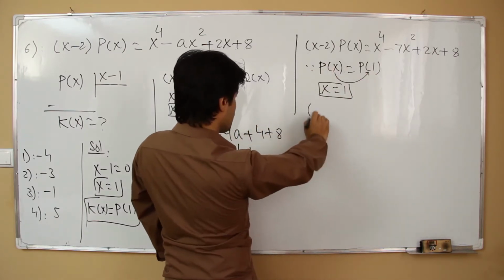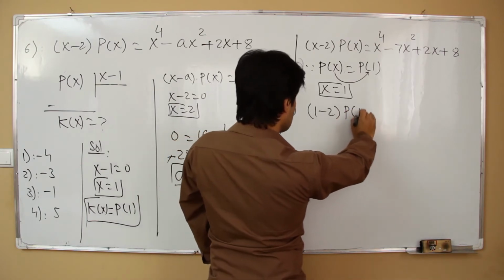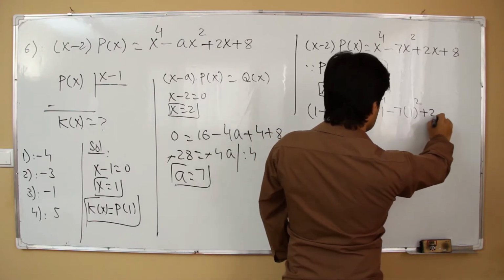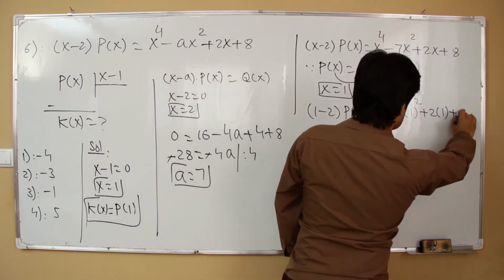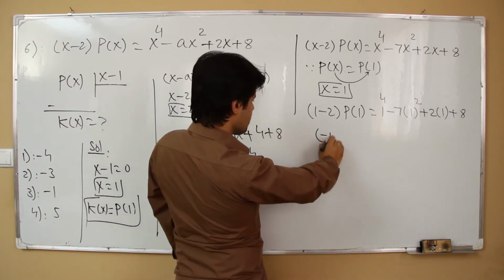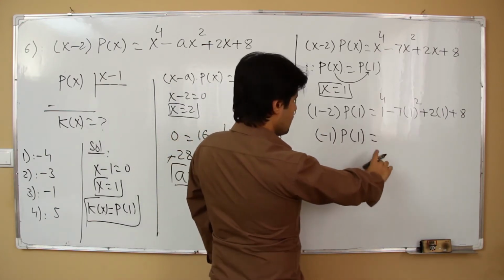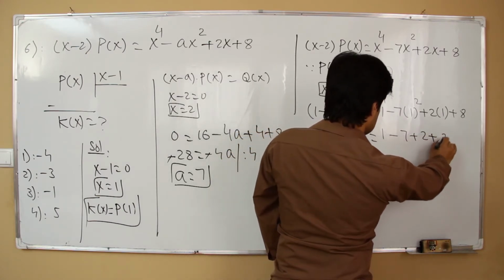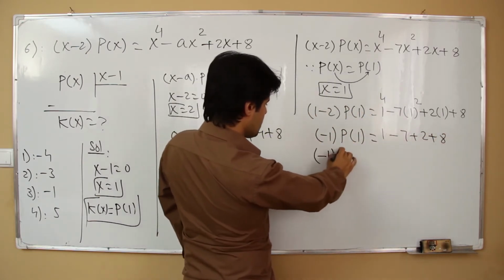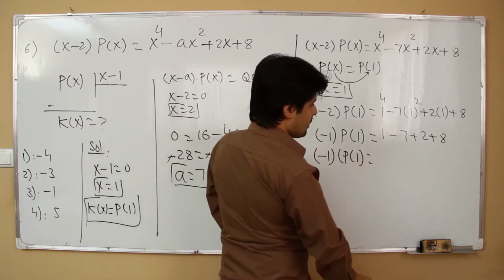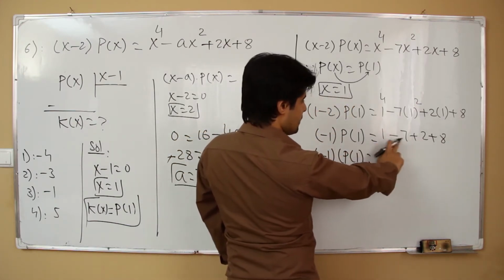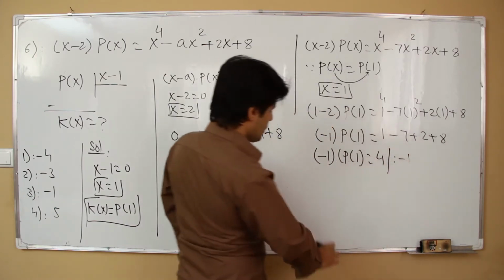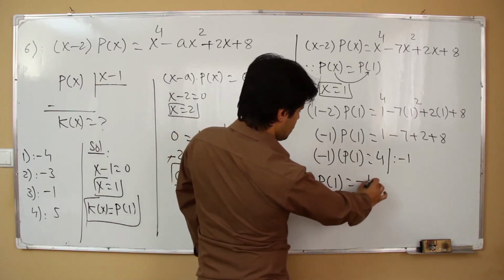Put here 1 minus 2 p1, 1 to the power 4 minus 7, 1 to the power 2 plus 2 times 1 plus 8. 1 minus 2 is minus 1 p1, 1 to the power 4 is 1, minus 7 plus 2 plus 8. Now minus 1 times p1 is equal to 8 plus 2 is 10, 11, 11 minus 7 is 4. Divide both sides by minus 1. So you will find p1 is equal to minus 4.